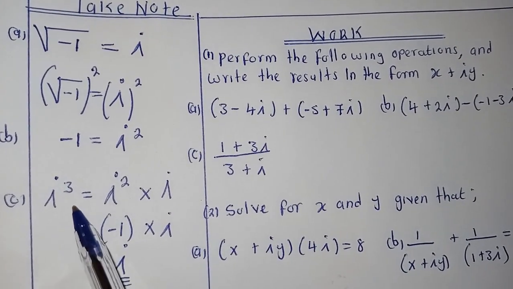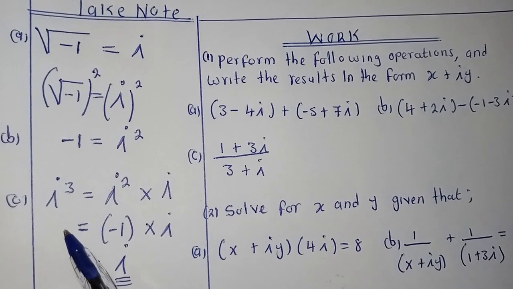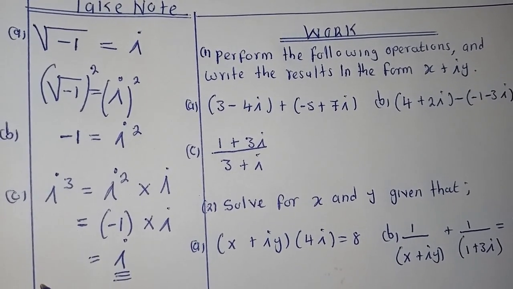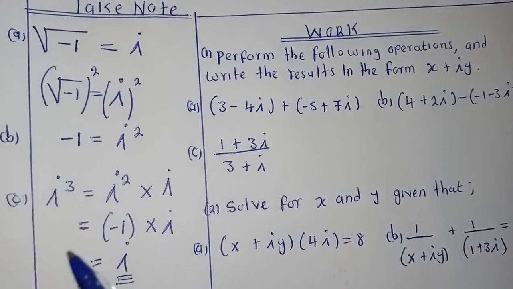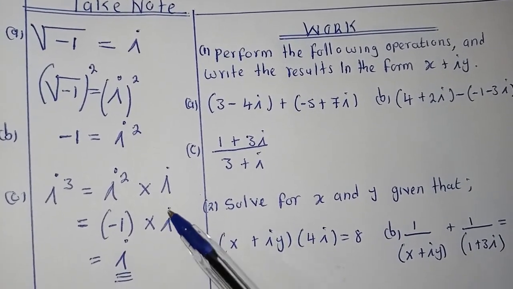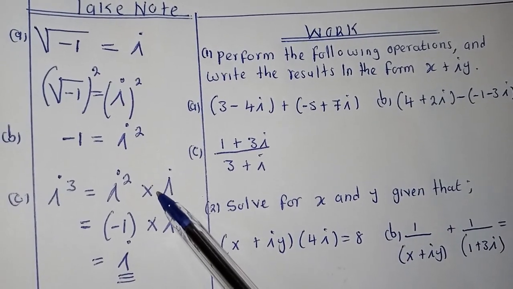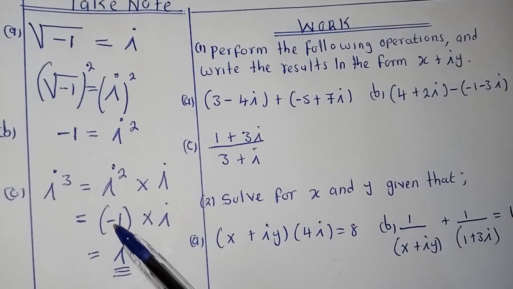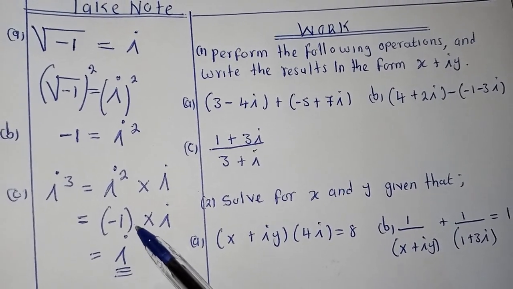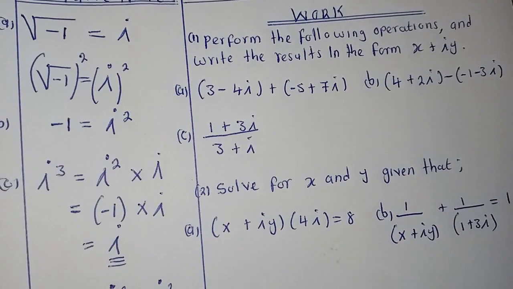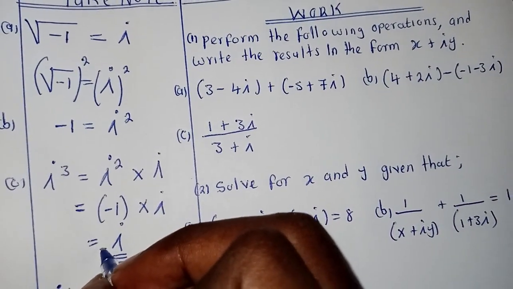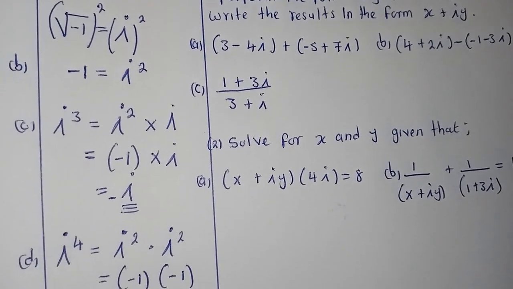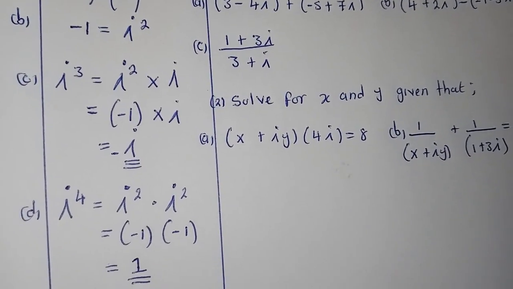Then, if you have i to the power 3, what is the answer? The best way to go about this one is simply to break everything down. So we know that i to the power 3 can be broken into i to the power 2 multiplied by i. But i to the power 2 is negative 1. Negative 1 multiplied by i, we get negative i. So always know that i to the power 3 is negative i. Very important to take note.